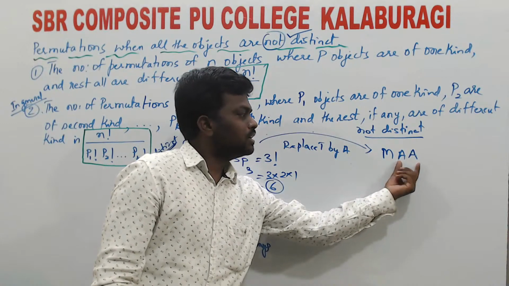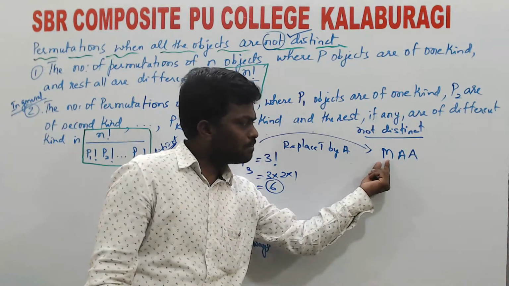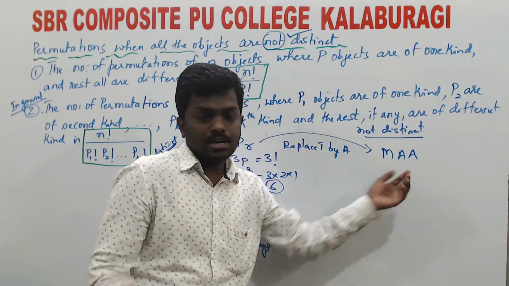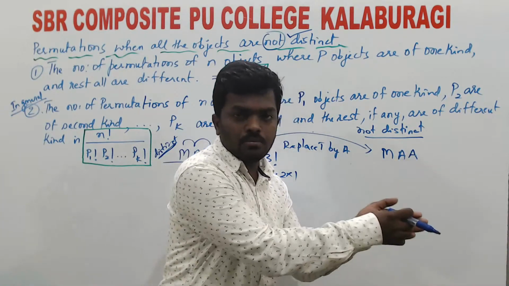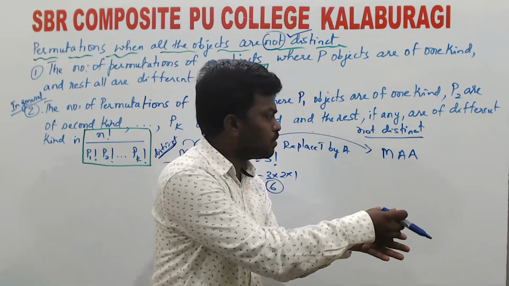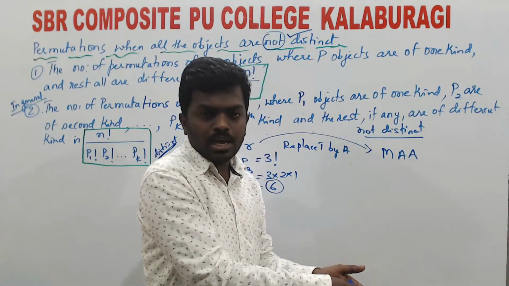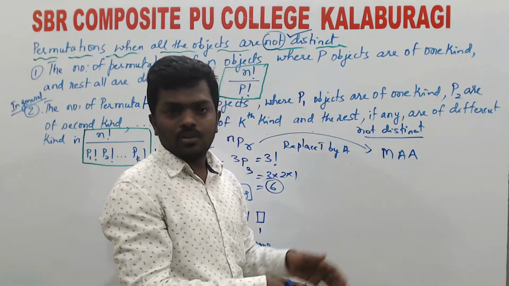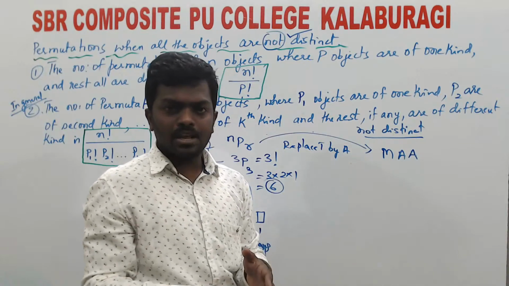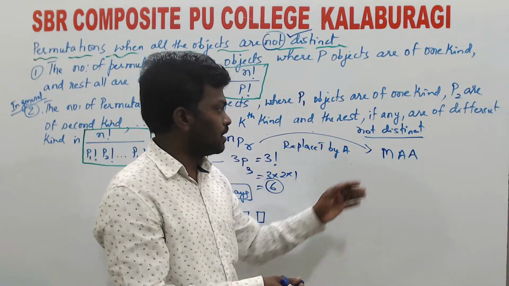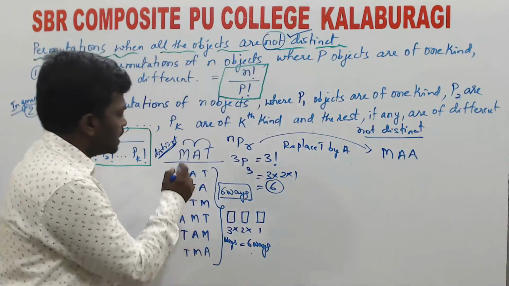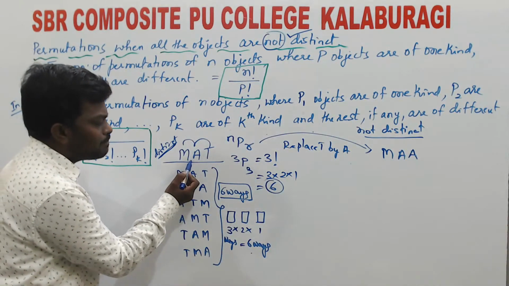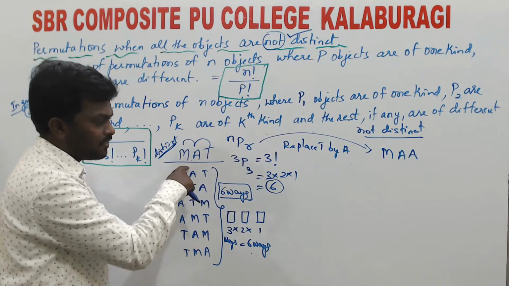So this is nothing but one mango and two apples, right? The two apples are of one kind. In the fruit stall, apples will be kept on one side and mango will be kept on another side, so it's distinguishable. What I have done here: all the three letters in the word MAT are distinct, different.